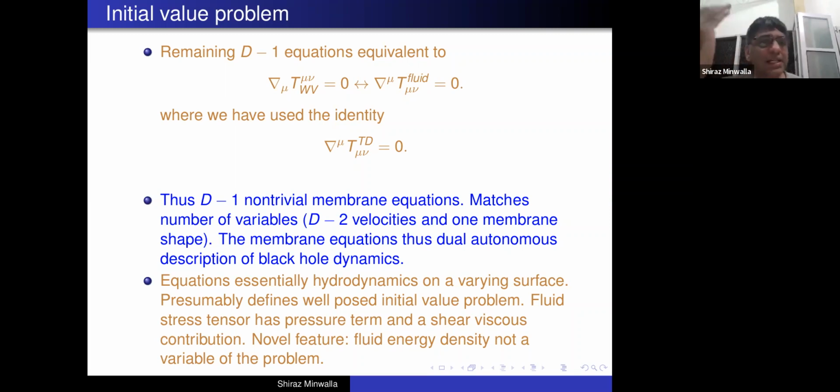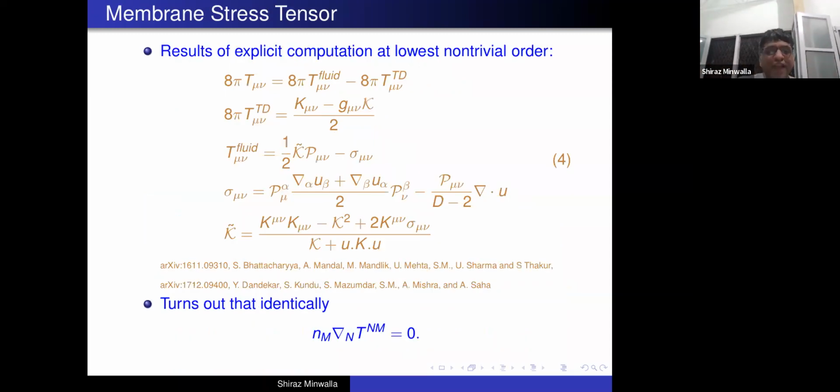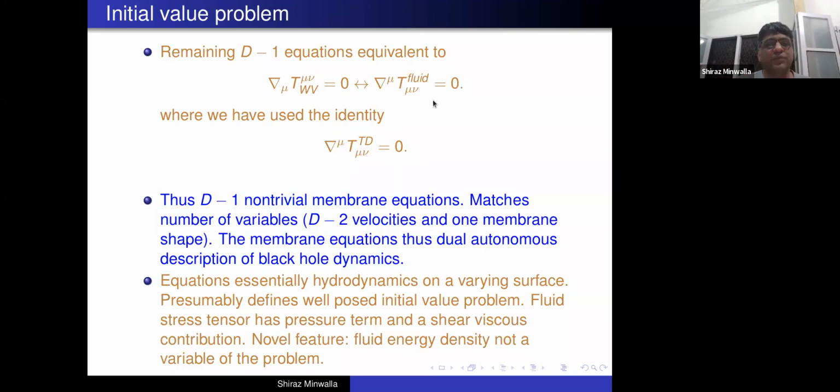But the number of variables in our problem is also d minus 1, because we had one shape variable, the shape of our membrane, and a velocity variable living on a d-1 dimensional surface. Since velocity squares to -1, that's d-2 variables. So d-2 plus 1 is d-1. The total number of variables in this equation is d-1, and the total number of equations is also d-1.